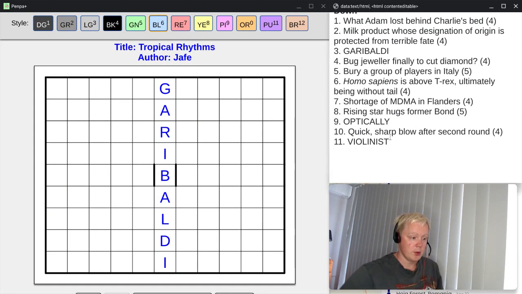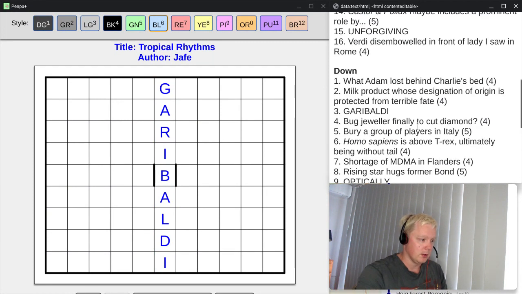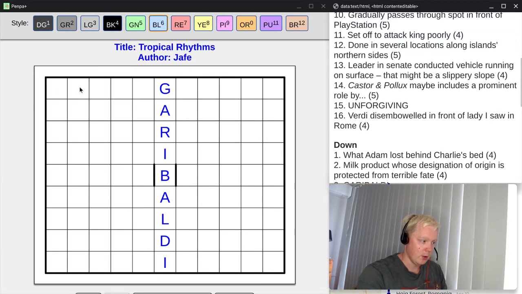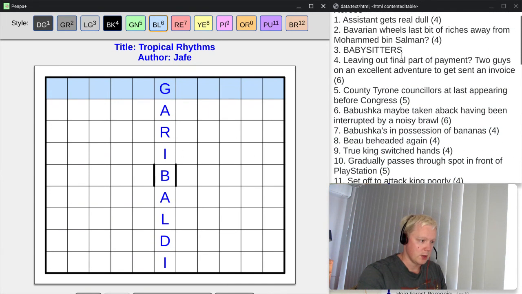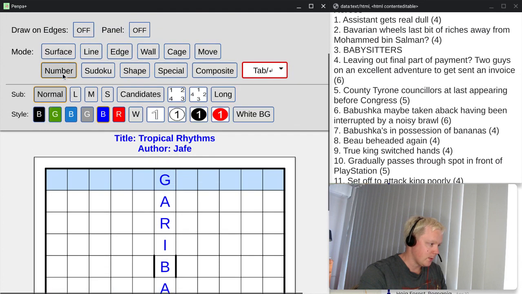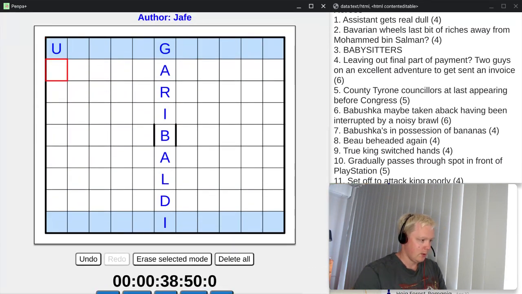And we can put some more words in the grid, because now we know Garibaldi has to clash with both of those grid-spanning answers, which is unforgiving. That only goes here. And if that goes there, then even though babysitters could go there, it has to be symmetrical with Garibaldi, so it can't go there, it has to go there. And we can put those in. So unforgiving, and here we have babysitters.